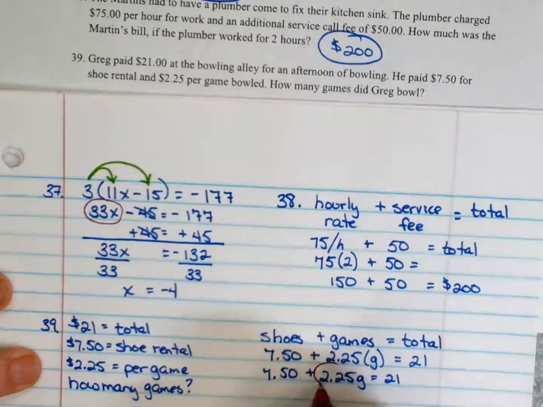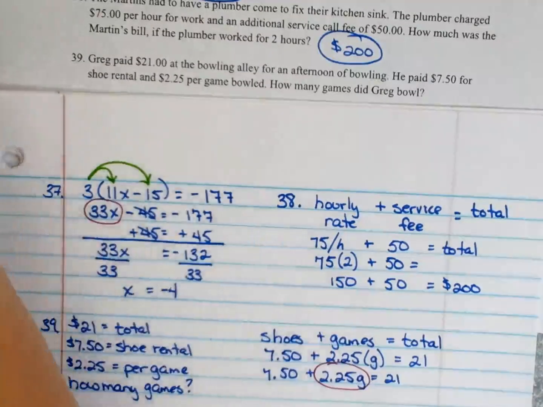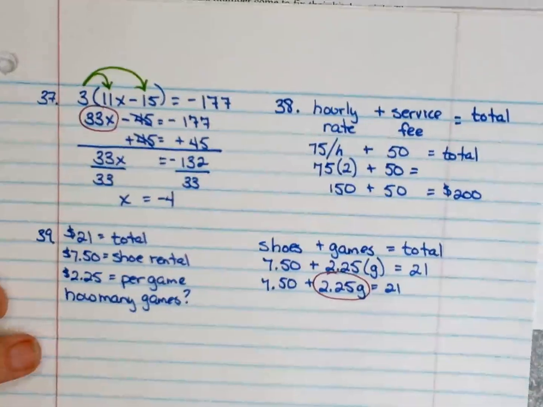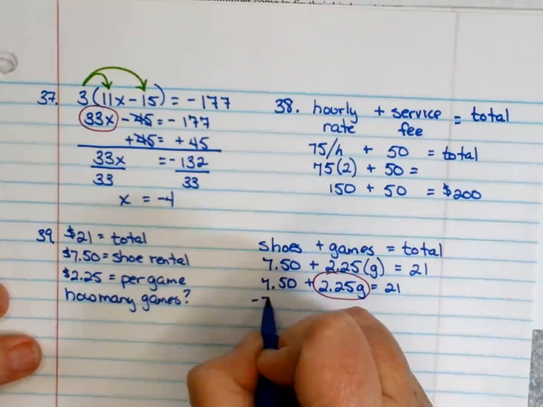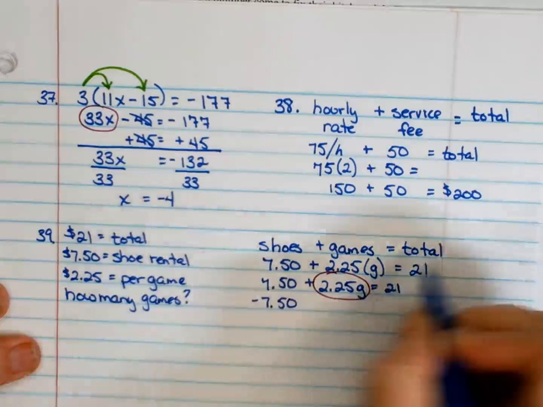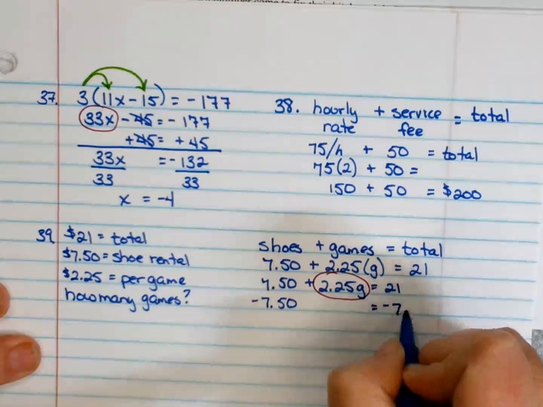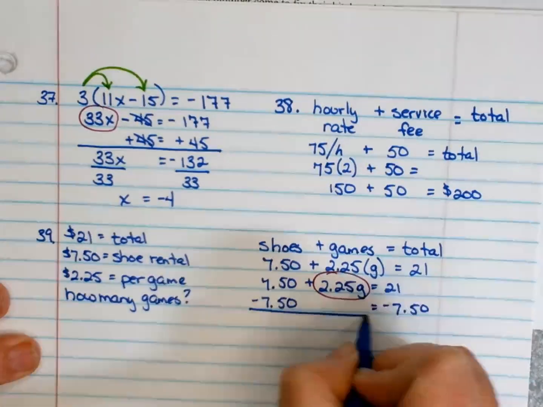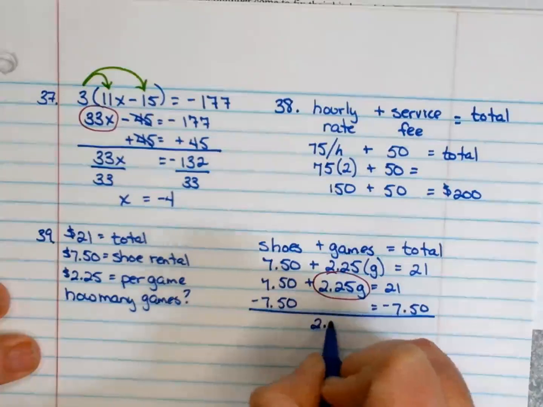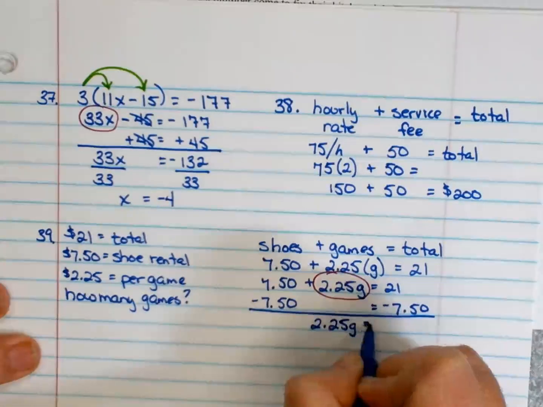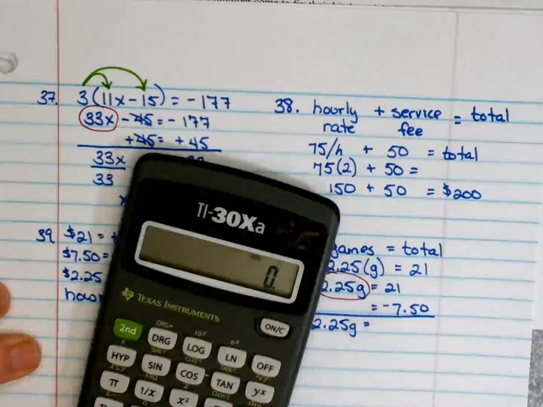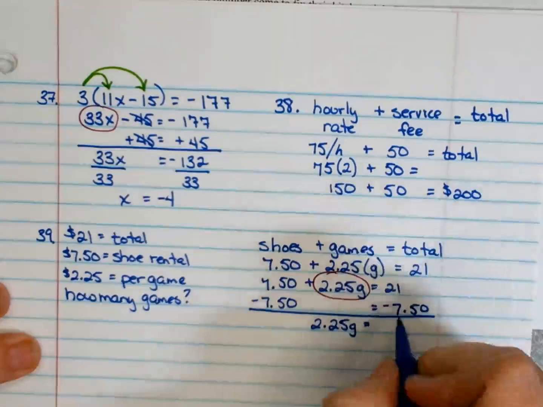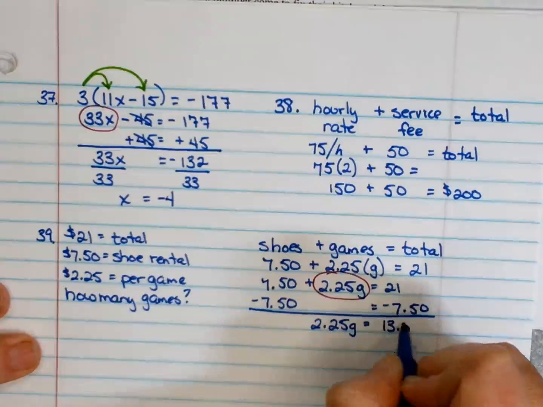So I have to get this by itself. So in order to do that, I have to subtract $7.50 from this side, and then subtract $7.50 from this side, and I wind up with 2.25 G equals 21 minus 7.50, 13.50.